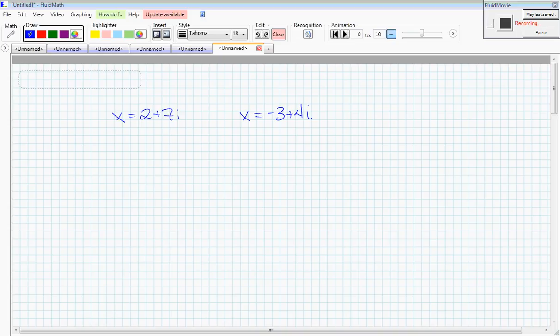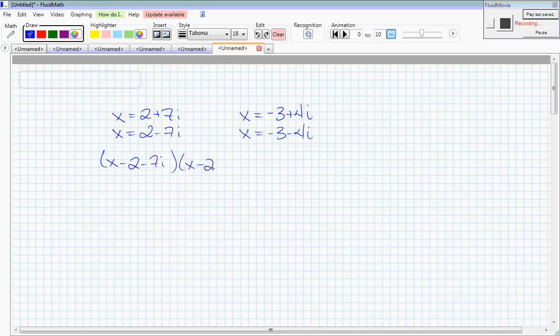So, if you look here in x, one of the zeros is x equals 2 plus 7i, then x equals 2 minus 7i must also be a 0, and if x equals negative 3 plus 4i is a 0, negative 3 minus 4i must also be a 0. Now, if we're going to use these zeros to write a polynomial function, we have to turn them into factors. Remember, factors are equal to 0, so we're going to move everything to one side. In this case, this factor would become x minus 2 minus 7i.